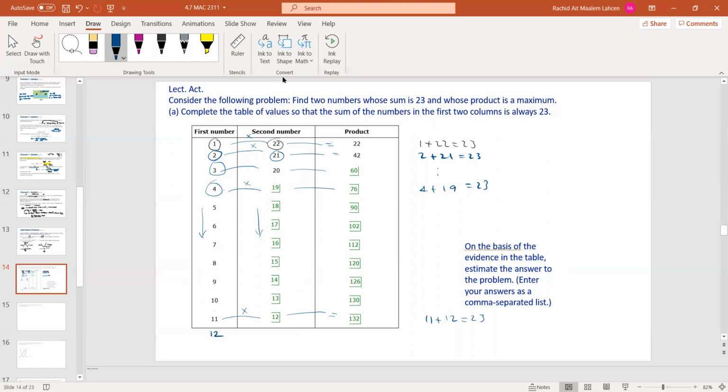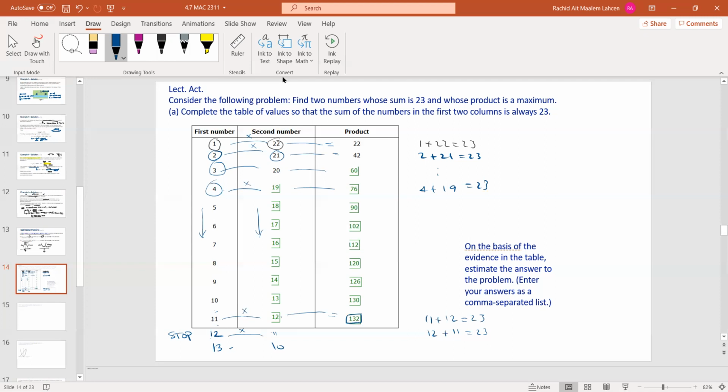So the next one is 12. And you need 11 to get 23. So it repeats. 11, 12, so it's the same combination, 11, 12, 12, 11. So that's where we're going to stop, right? Because after this, we're just going to repeat, right? If you do 13, that's a 10. So that's why you stop at 11. And 11, you need 12 to get 23. 11 times 12 is 132. So this 132 looks to be the max.